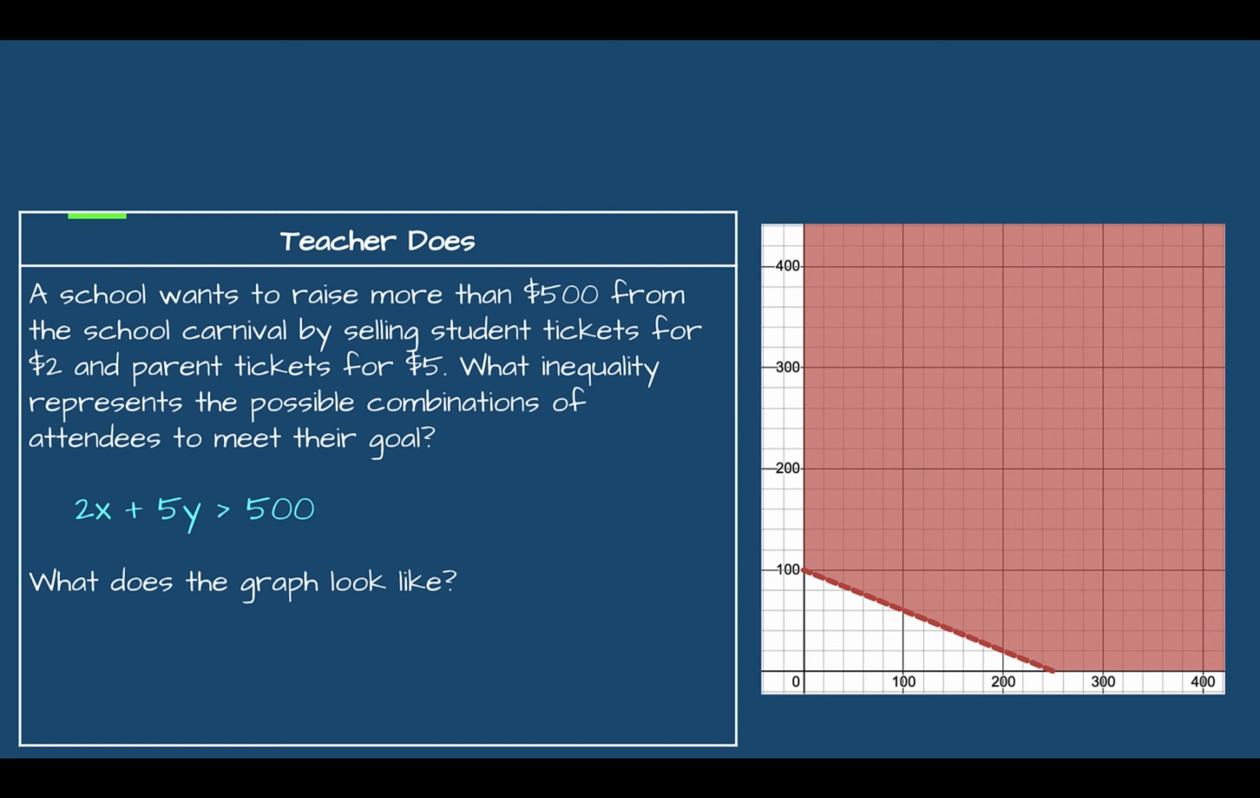If you're given a situation, so say 100 students and 100 parents attended, did they make enough money? You would look, 100 students, 100 parents, it's in the shaded region. Yes, they made enough money. What if only 50 parents and 50 students attended? Well, that would be about here. That's not in the shaded area. They didn't make enough money. So again, in the shaded area are all the possible combinations that work.